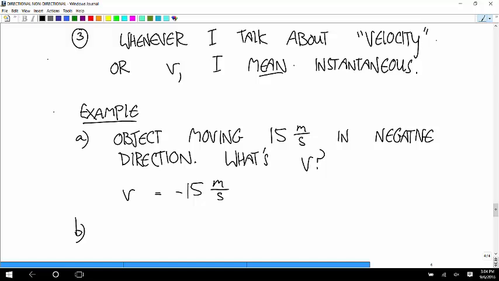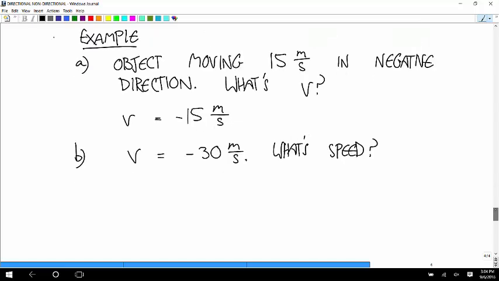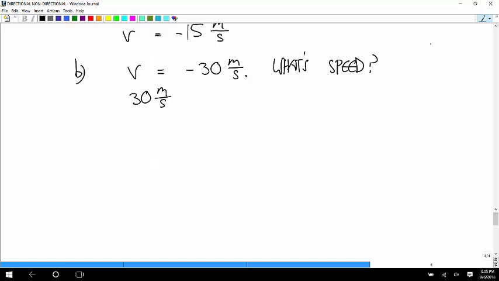And then say that an object has a velocity of negative 30 meters per second. What's the speed? Right. And now we have to talk about acceleration.